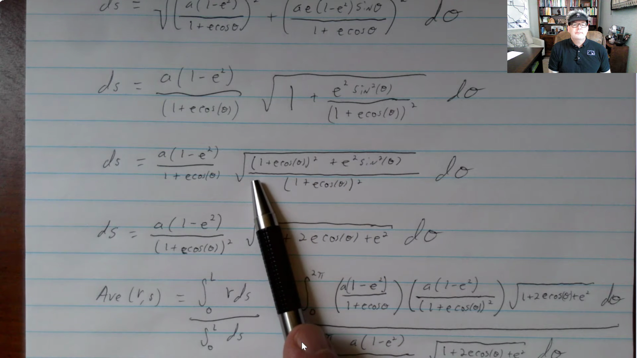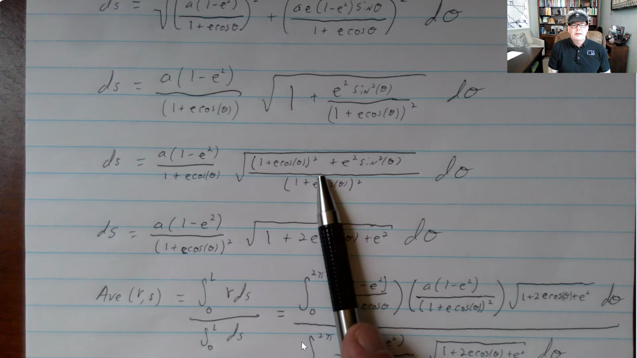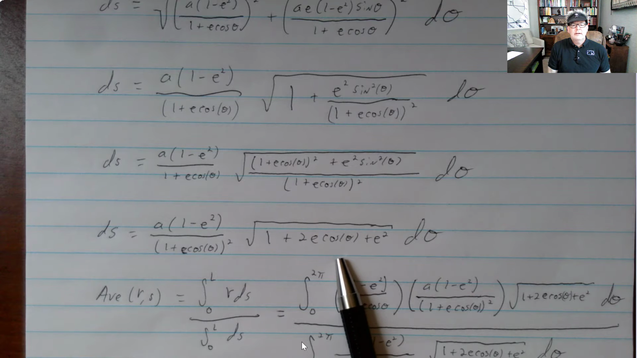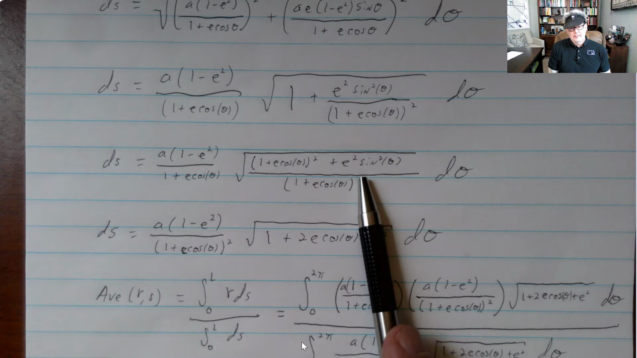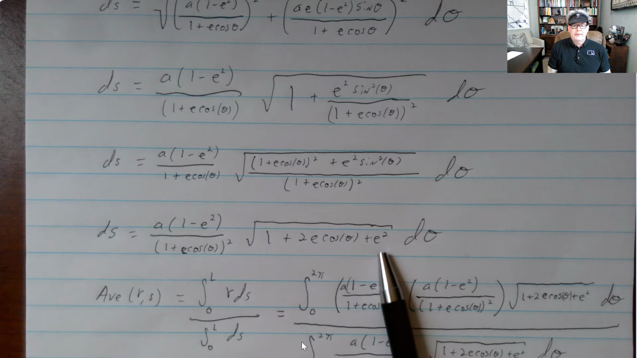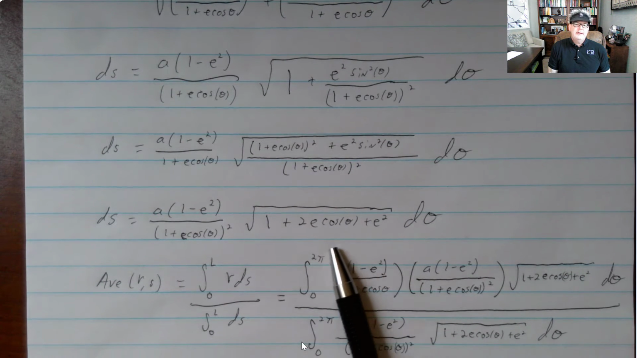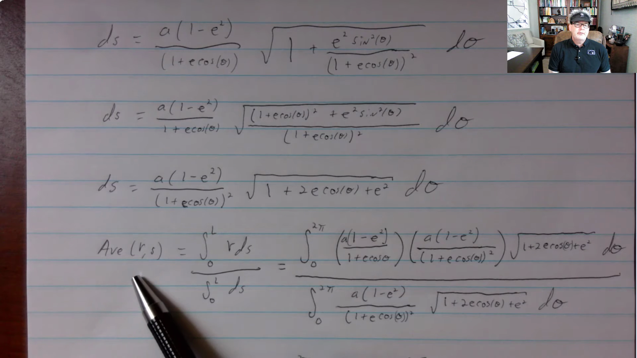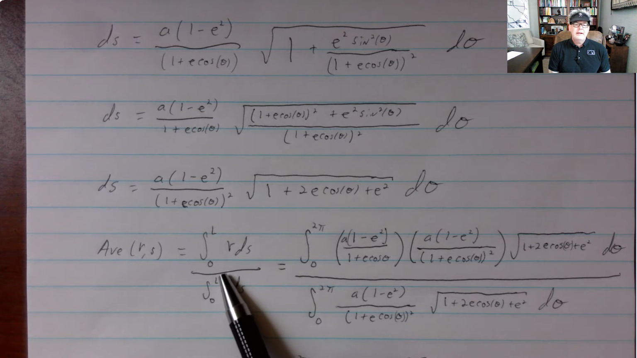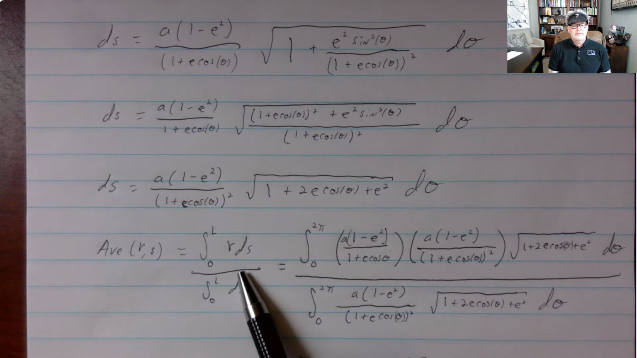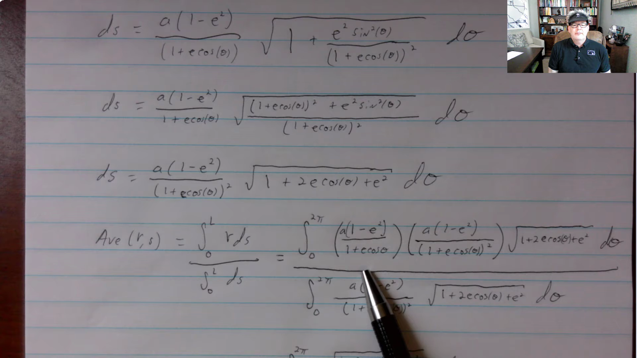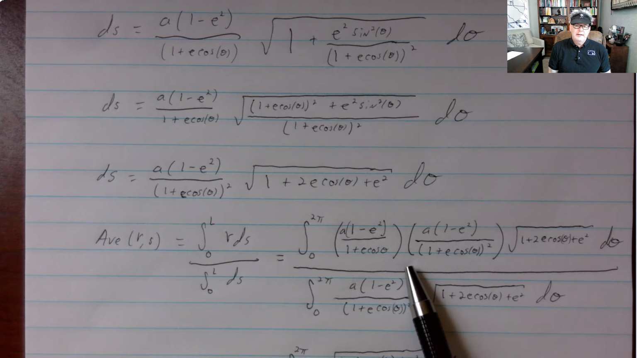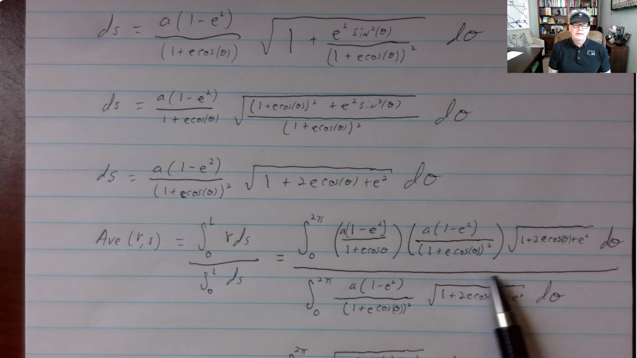And if I square this, I'll get 1 plus 2e cosine theta plus e squared cosine squared theta. But e squared cosine squared plus e squared sine squared will just be e squared. So this is the ds. So for the average value, I want to integrate over the full length of the ellipse, r ds over the integral of ds. And so I plug in for r and ds. It's now in terms of theta. Theta will go 0 to 2 pi. There's ds again.